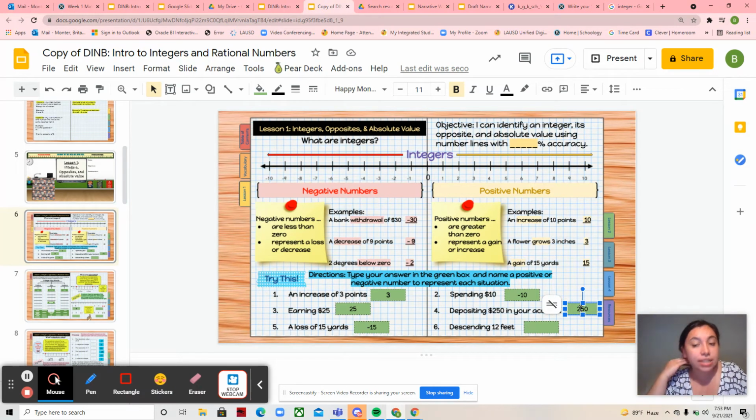So descending means you're decreasing. Anything with D-E in the beginning means you're going down. So that's descending 12 feet. That's negative 12.